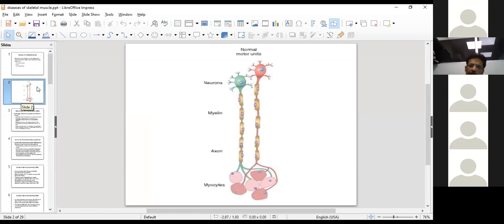This is the motor end plate or motor unit, which consists of a neuron, an axon, and then the motor end plate and the muscle itself. All right. Because skeletal muscle diseases are closely linked with the neuromuscular unit, a lot of neuronal diseases will also present ultimately with muscle weakness. So there's a lot of overlap with these kinds of diseases.